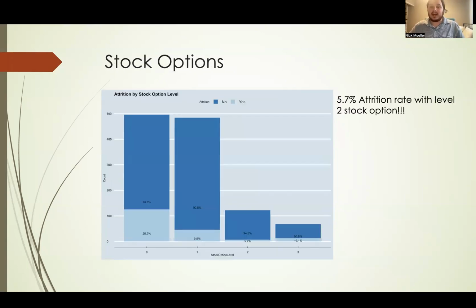And then again, stock option, that grasp in the company, that equity. People with a level 0 have about a 25% attrition rate, whereas if you give them a level 1 or even a level 2, it drops to about 10% to 5% attrition rate. So the more stock they have in the company, the more enticed they are to stay.